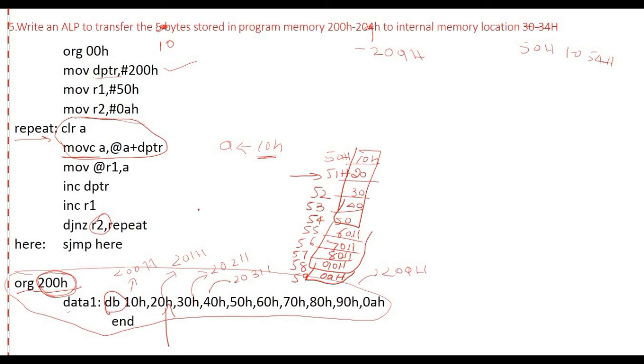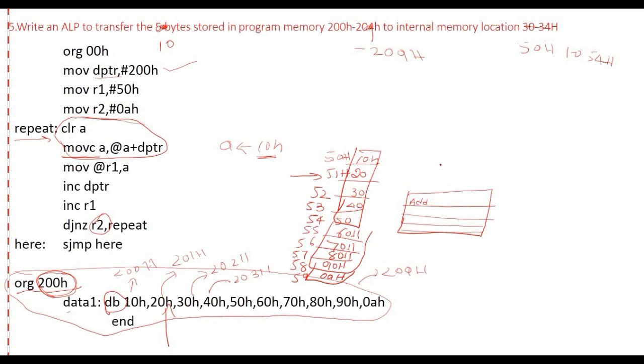Here is one more thing I want to tell: when you simulate the program, I will explain how to check the output in the memory window. When you debug the program, the memory window opens like this. Here we have to mention the address where the data is stored, and you will get the memory locations.